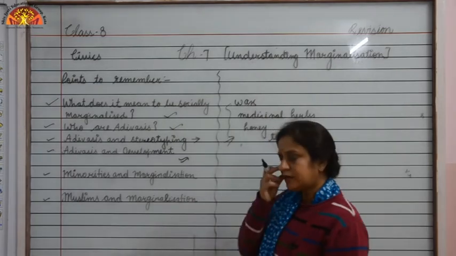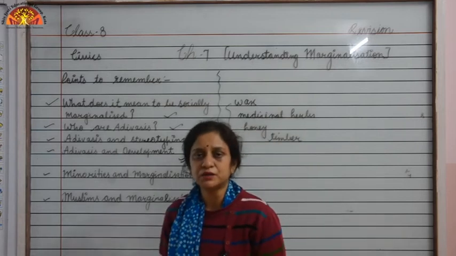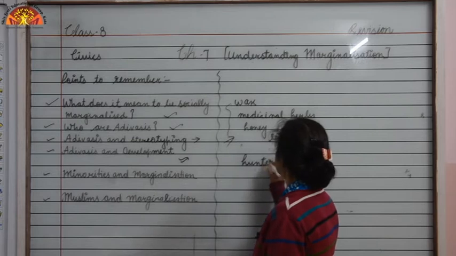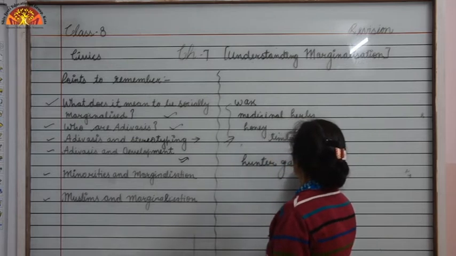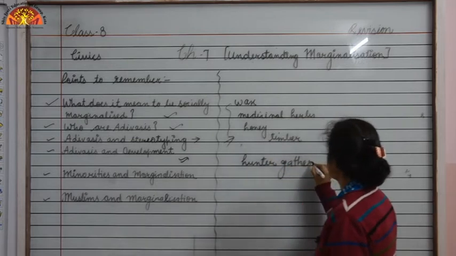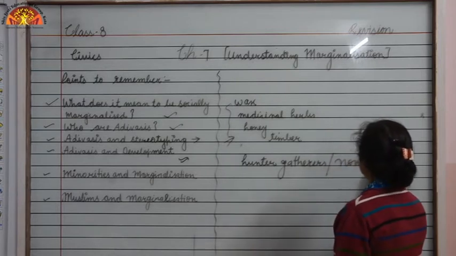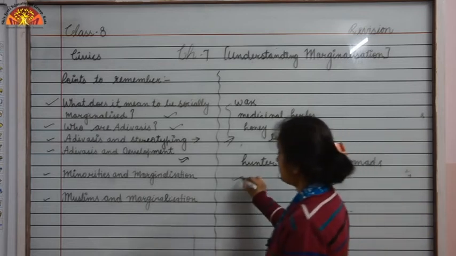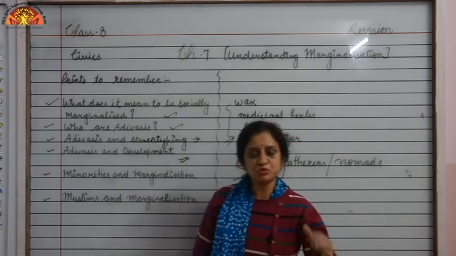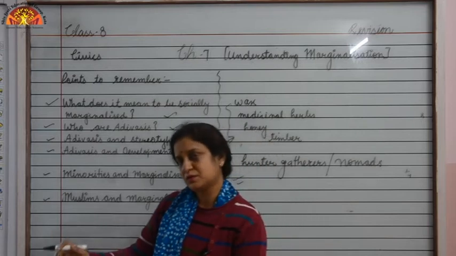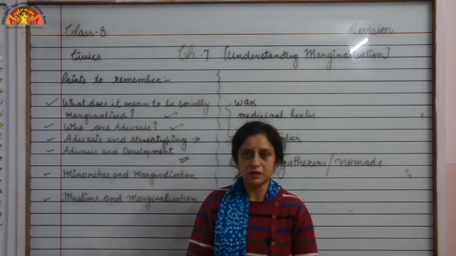Now, if we talk about the pre-colonial world, they were considered as hunter gatherers or nomads. What happened, students? At that time they were forced to leave their place. They were made to sign forcibly and told to vacate that land.